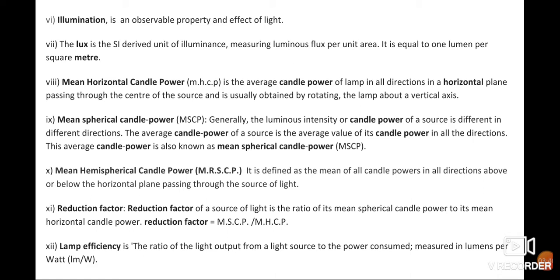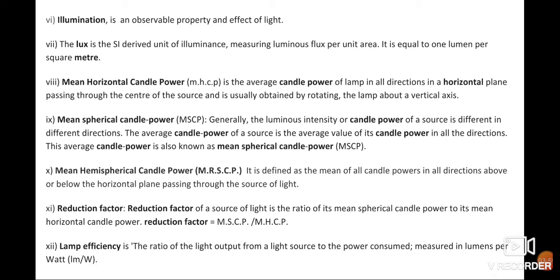What is mean hemispherical candle power? It is abbreviated as MHSCP. It is defined as the mean of all candle powers in all directions above or below the horizontal plane passing through the source of light.